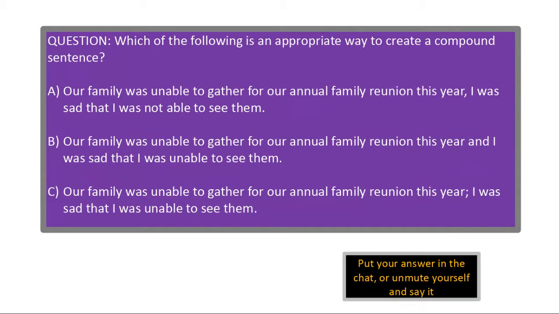Our family was unable to gather for our annual family reunion this year, semicolon, I was sad that I was unable to see them. Well, we've already clearly established that this is an independent clause, and we've also established that the second part is an independent clause. So the question really becomes, is it okay to join two independent clauses using a semicolon? And the answer to that is yes. So the correct answer here is C.